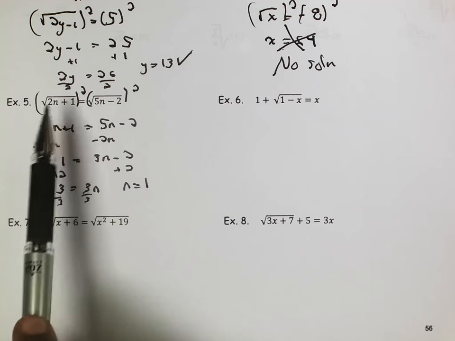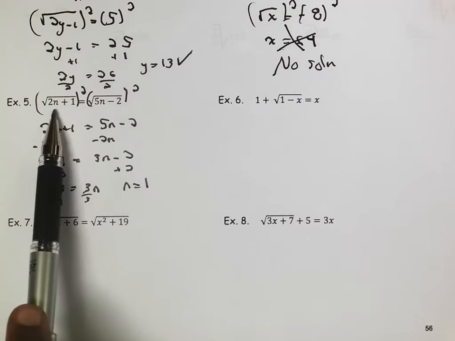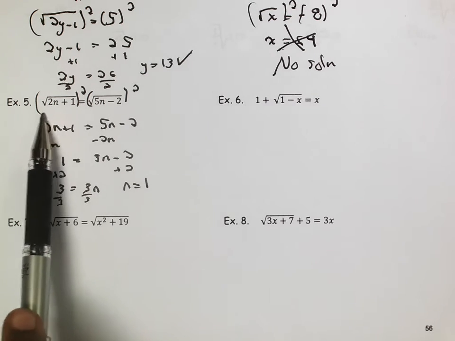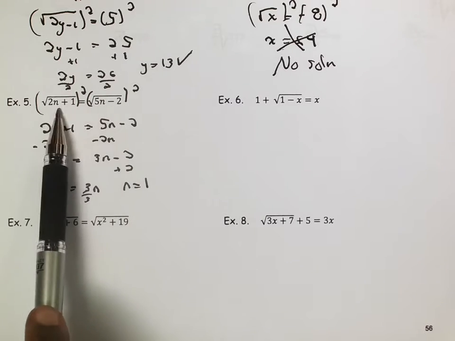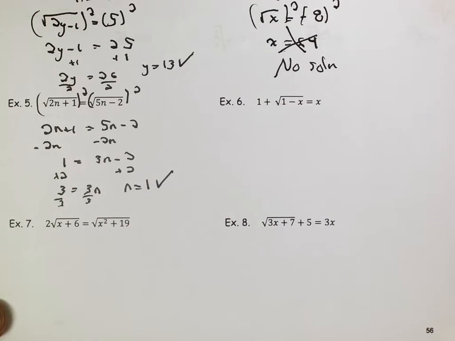So check it. 2 times 1 is 2, 2 plus 1 is 3, so the square root of 3 over here. Plug in 1 there, 5 minus 2 is 3, so square root of 3 equals square root of 3. So this one does work.